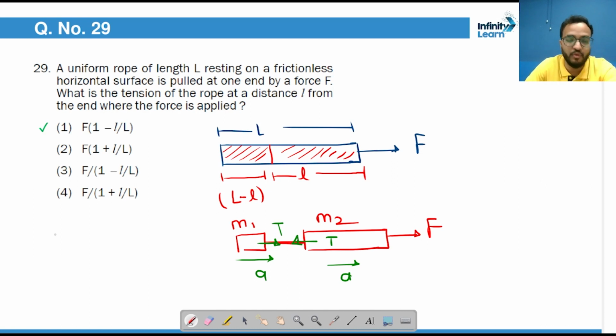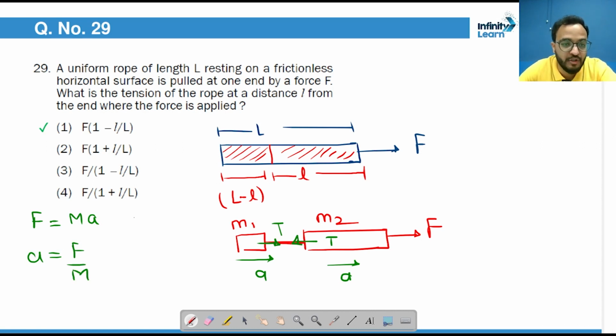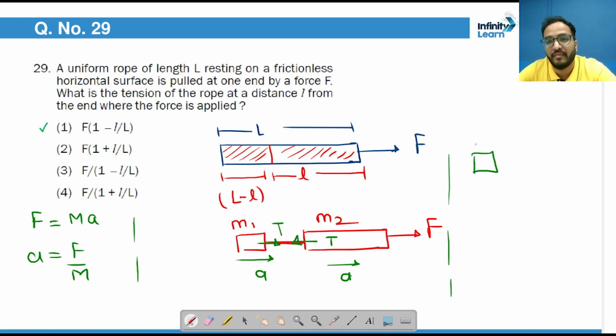If we consider this whole system, the total force F on this system is equal to total mass into total acceleration. So what is acceleration? F by M. Now what is the tension in this imaginary rope? For m1, the acceleration is being provided by this particular tension, which is applied by the rope that I have imagined here. So T will be equal to m1 into A.